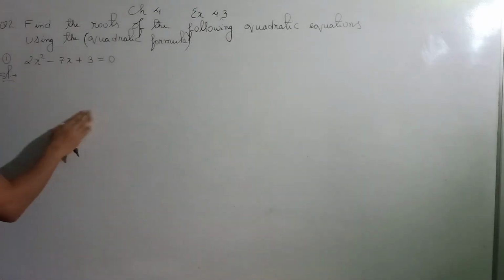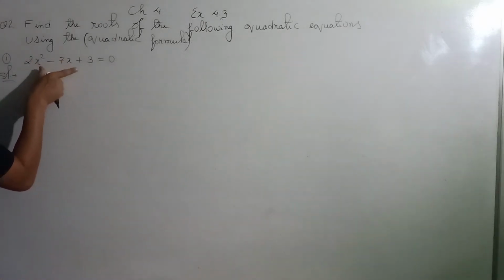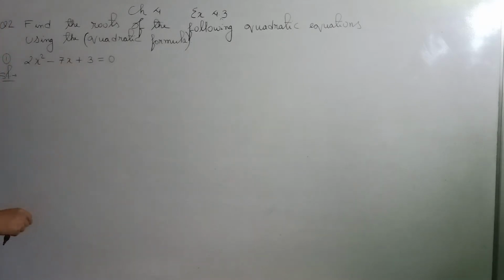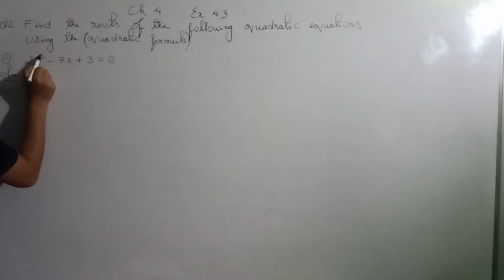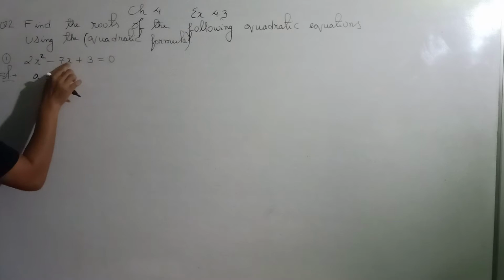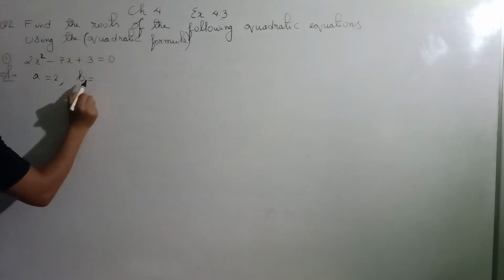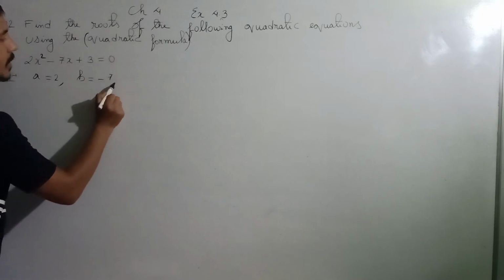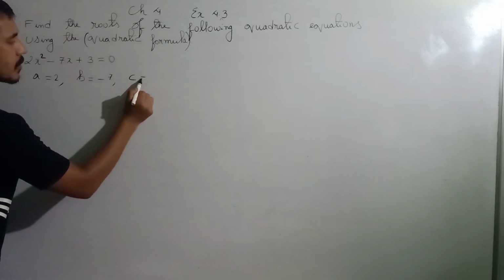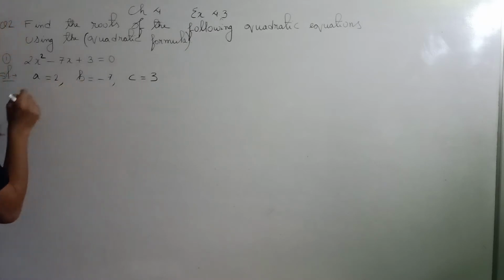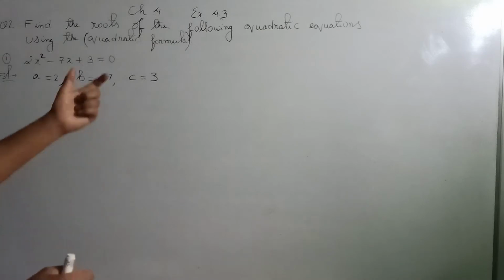So let's find out the roots of this first given quadratic equation using the quadratic formula. Here the coefficient of x squared is 2, so a is 2. Coefficient of x is minus 7, so b, which represents the coefficient of x, is minus 7. And your constant term c is equal to 3. A represents coefficient of x squared, b represents coefficient of x, and c represents the constant term.